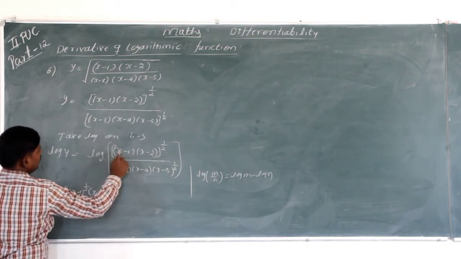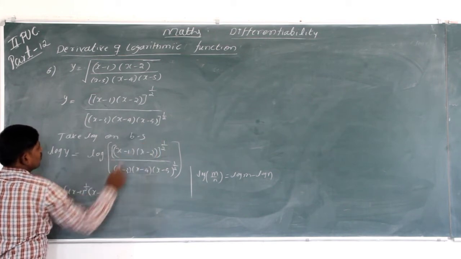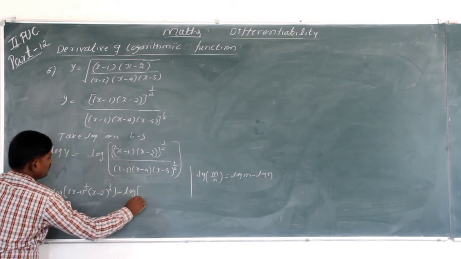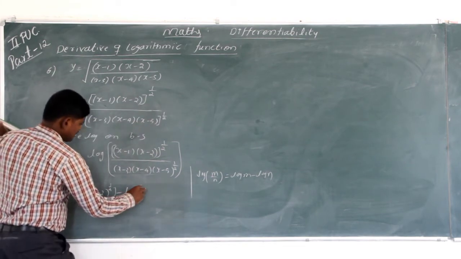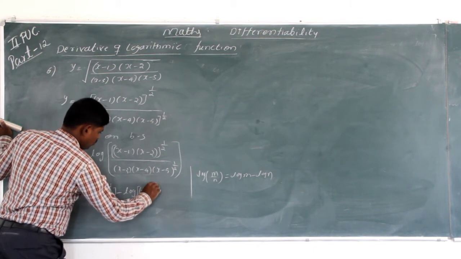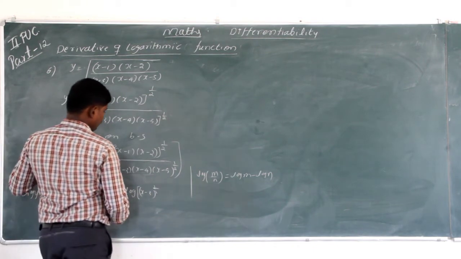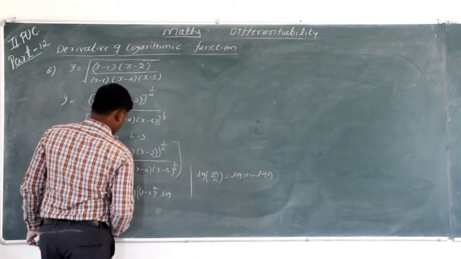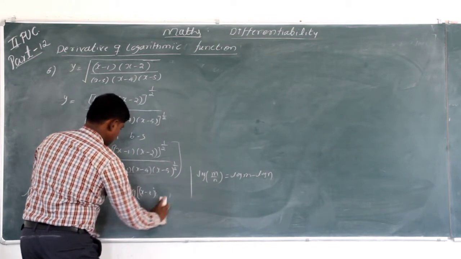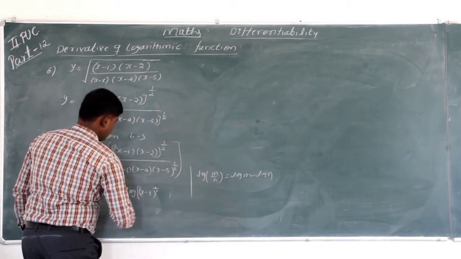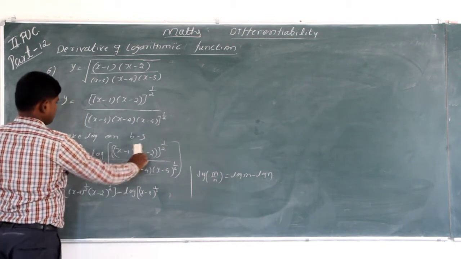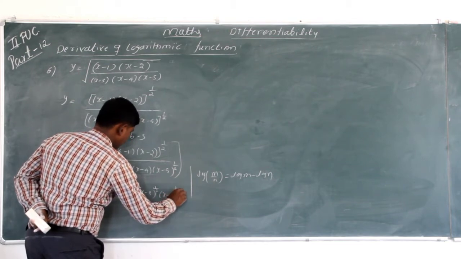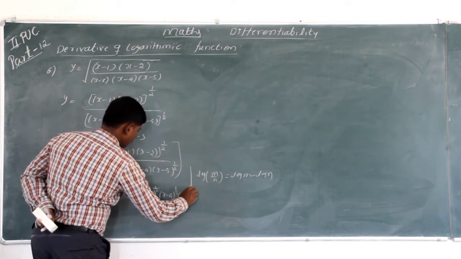So I take (x minus 1)(x minus 2) whole to the power of 1 by 2, minus log of (x minus 3) whole to the power of 1 by 2, into log of the whole term. So it is taken as 1 by 2, or it is better to keep it as it is, no problem. So 1 by 2 into (x minus 4) to the power of 1 by 2 into (x minus 5) to the power of 1 by 2.